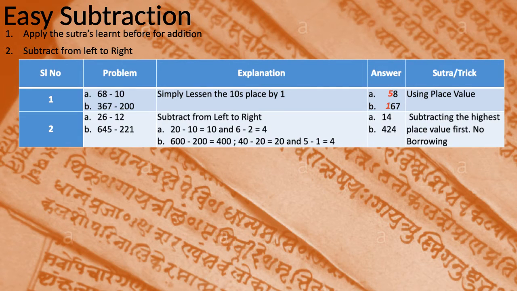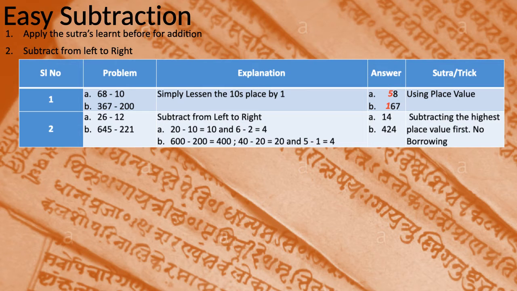26 minus 12. Here we will be subtracting from left to right. 20 minus 10 is 10. Remember the 10. 6 minus 2 is 4. So 10 and a 4 becomes 14. Pretty simple. There is no borrowing. Directly you have started subtracting from the highest place value to the lowest place value. Let's look at one more example.